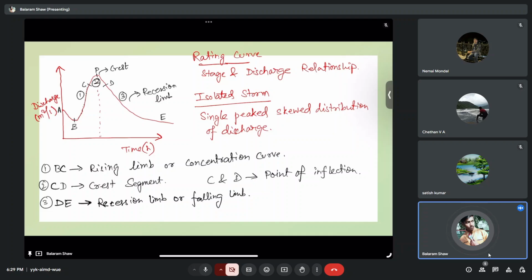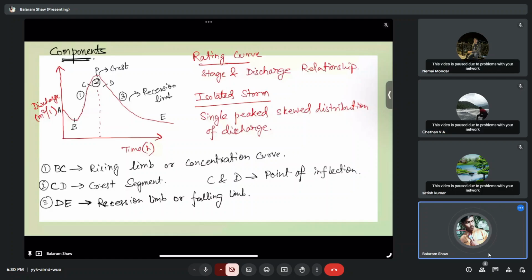So what does the recession limb represent? The recession limb will represent the gradual depletion of the stored water. Whatever stored water we had during the rising limb will get depleted within the catchment area after the rainfall has stopped. Okay, so these are the components you can write. We'll do some questions on this, and then again we'll come back.